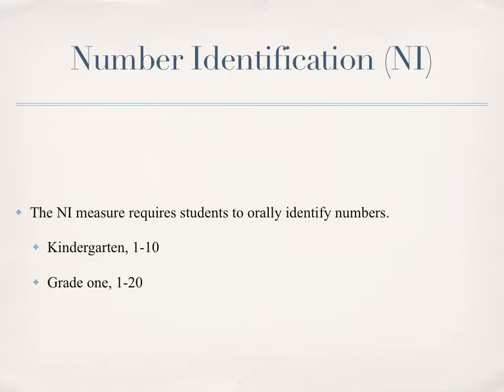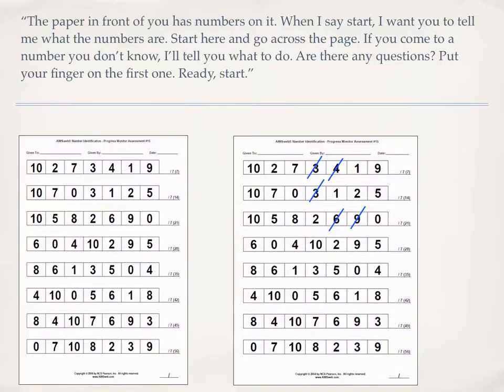The number identification measure requires students to orally identify numbers. In kindergarten, the assessment includes numbers 1 to 10, and in grade 1, the assessment includes numbers 1 to 20. Here is the scoring sheet that the instructor and the student have. The same scoring procedure is applied as the previous assessment measure.